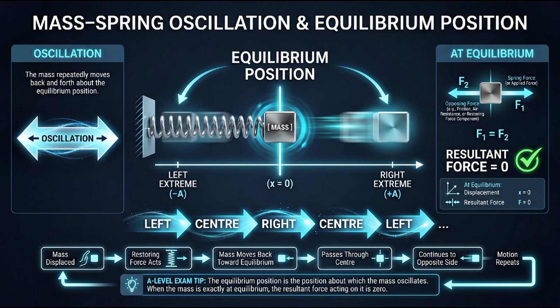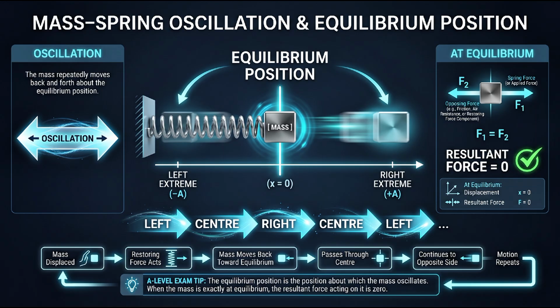This is why the equilibrium position should always be identified before analyzing an oscillating system. Once the equilibrium position is known, displacement can be measured from it, the direction of the restoring force can be determined, and the extreme positions can be identified. In an SHM problem, the equation F = -kx always uses displacement measured from the equilibrium position, not from an arbitrary point.